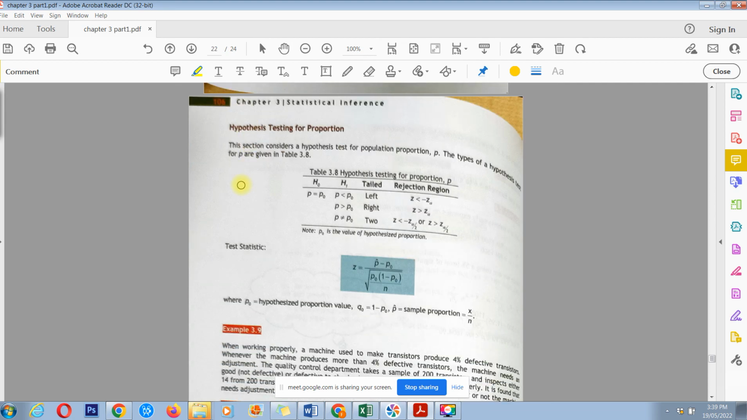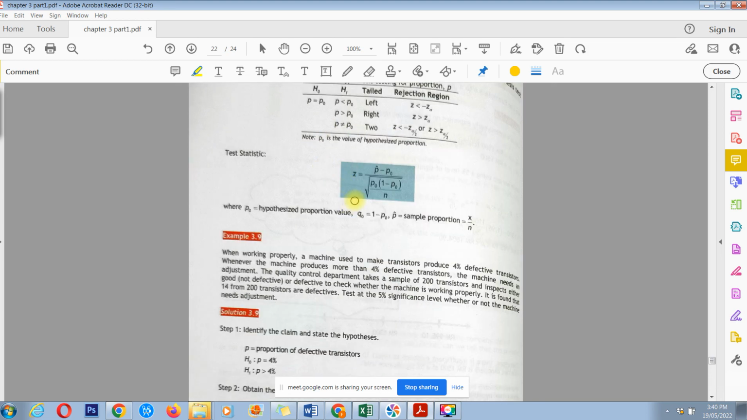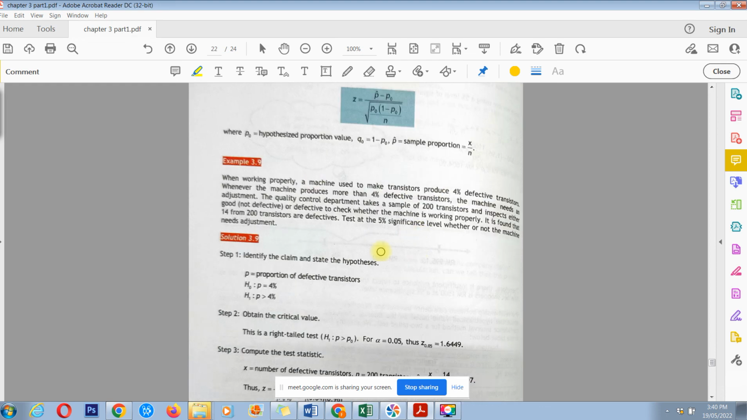And then hypothesis testing for proportion. So the similar thing here. So proportion, you will have 3 tails. Cuma beza dia proportion je lah. Dia punya ada statistical test dia. Ini dia punya formula untuk statistical test. So kita ada P naught dengan Q naught. Okay, and then sample proportion X over N. So this is the example.